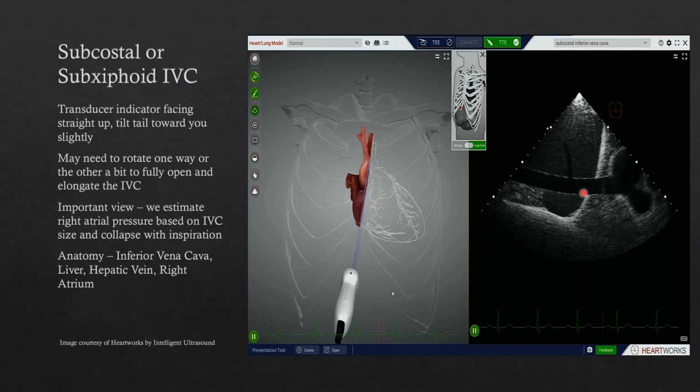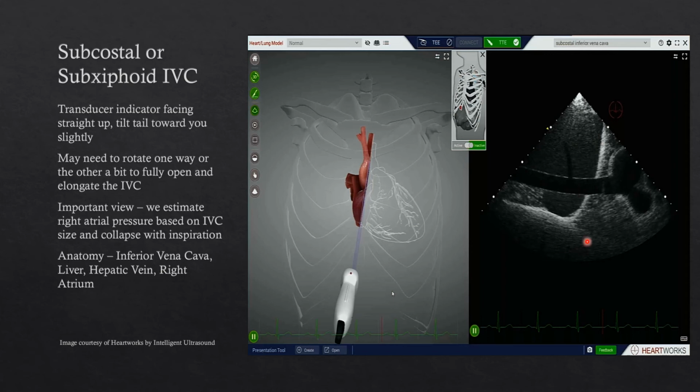Here's what we see on our screen over here. So here's your IVC, dumping into the right atrium right here. Oftentimes you can see the hepatic vein right here. This is the liver up superior to the inferior vena cava there. This is a very important view for us in echo because we use this view to estimate right atrial pressure. And our right atrial pressure goes into our calculation when we're calculating pulmonary artery pressures. So this is a very important view.